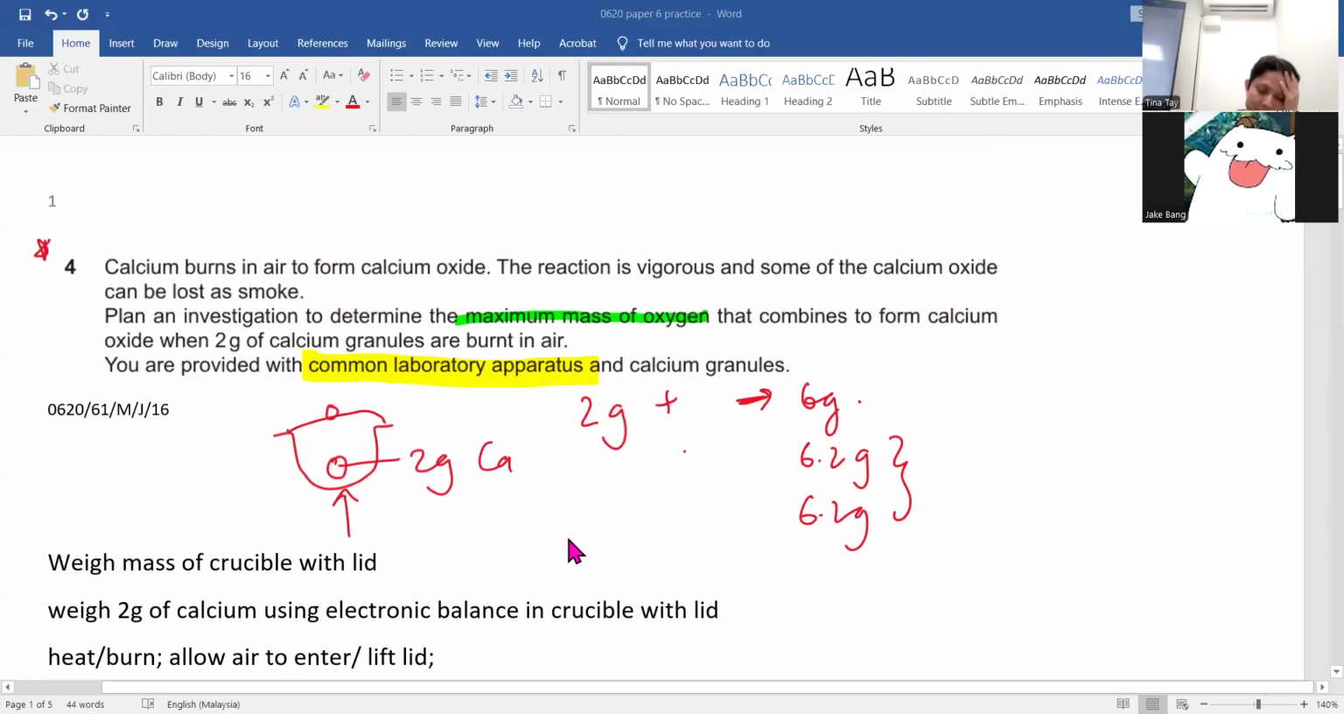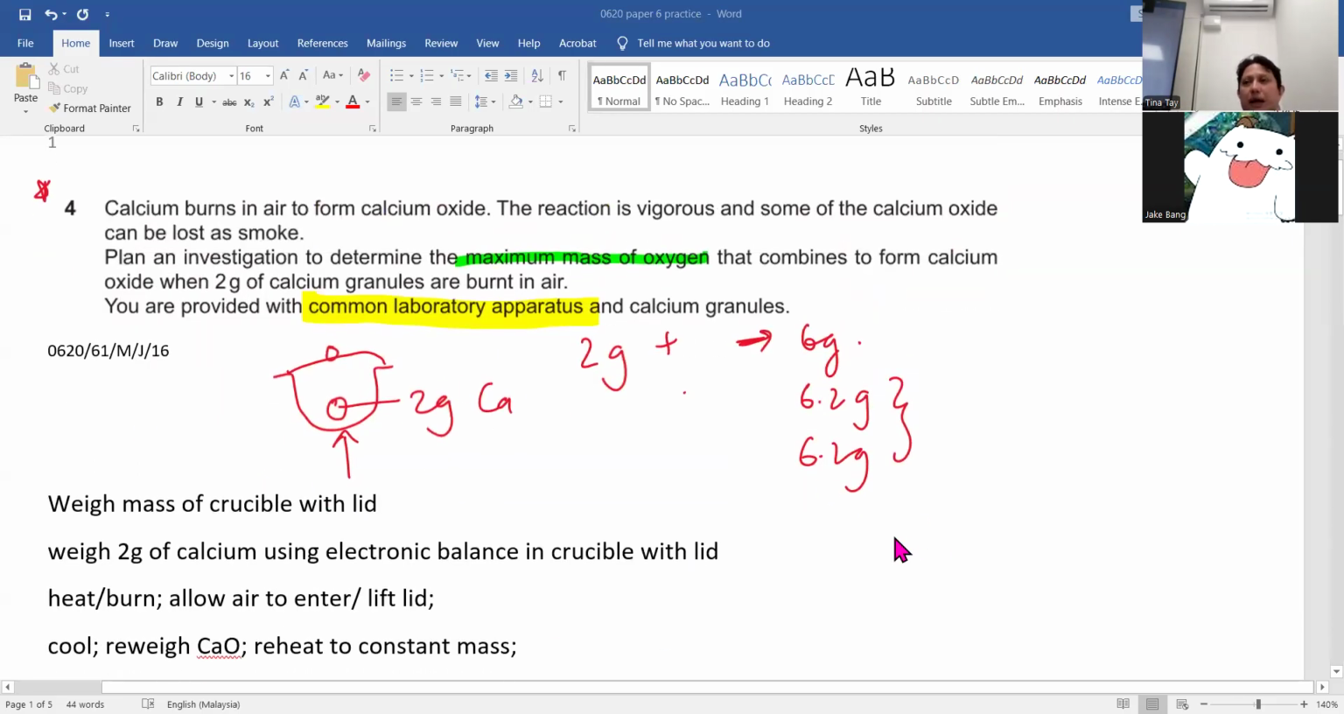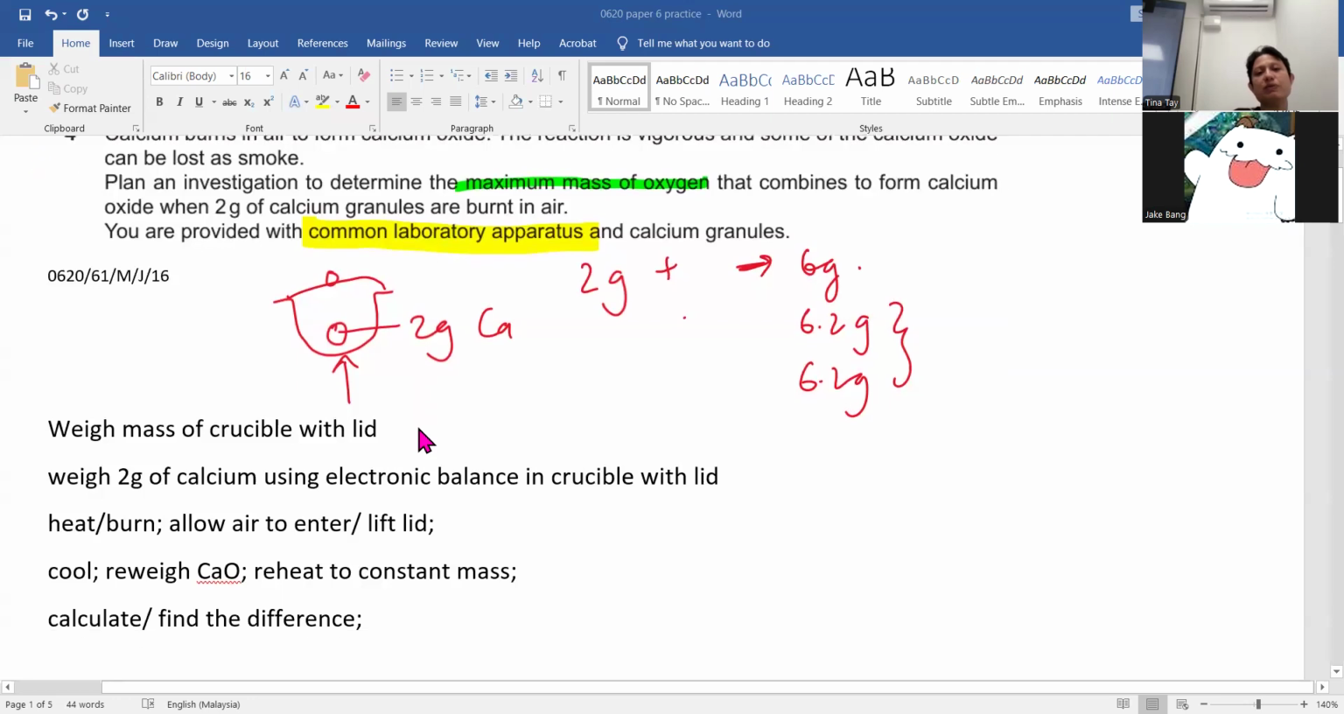Okay, so remember this question is basically your empirical formula question. You need to weigh the crucible with the lid, and then you add 2 grams. You know how you can take the electronic balance and change it to 0.00 again, right? Then you add 2 grams. And then after that you heat, weigh, let it cool. Why must you let it cool? Because it's a vapor. So why must you let it cool before you reweigh?